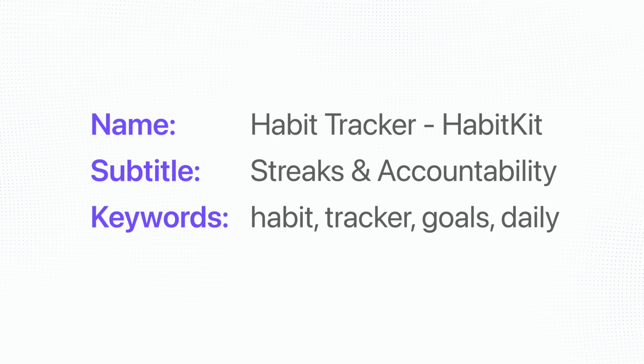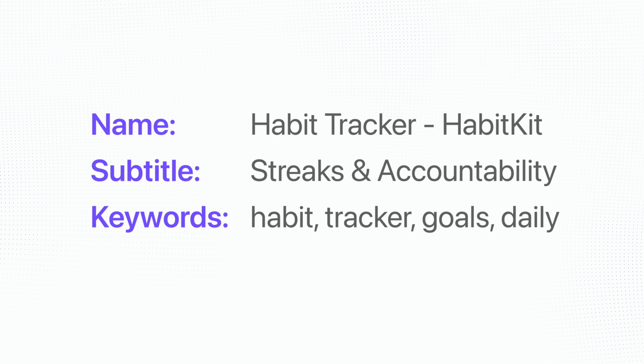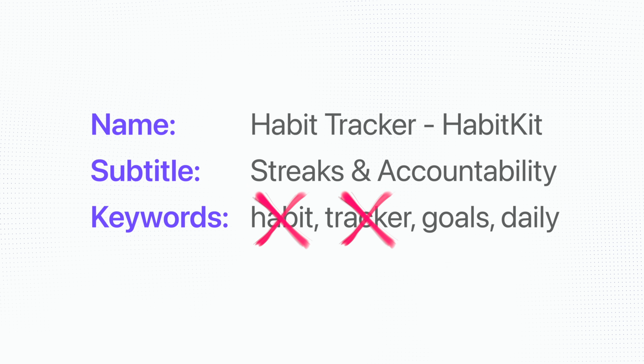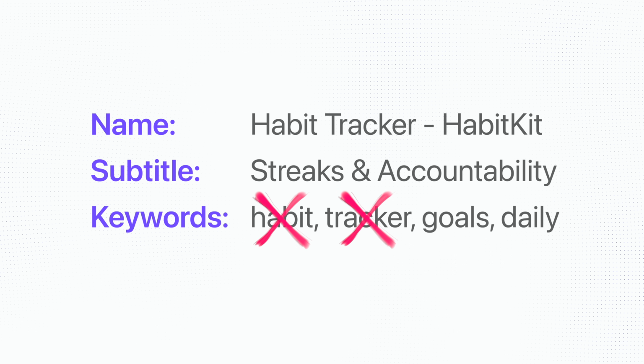And also, make sure you're not repeating keywords between your app's name, subtitle, and keyword list. Again, if habit tracker is what you're going for and it's at the beginning of your app's name, don't also put it in your keyword list. You're not going to get extra weight by putting it in both.